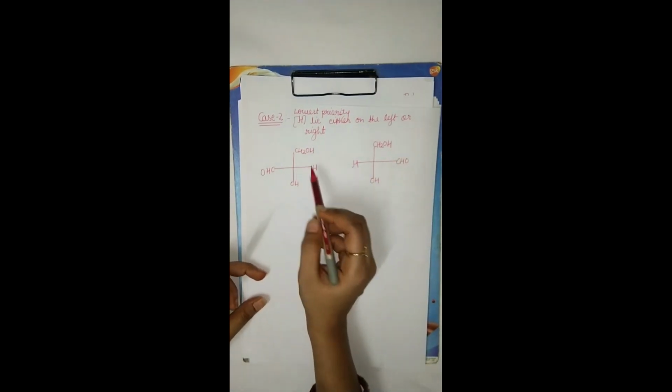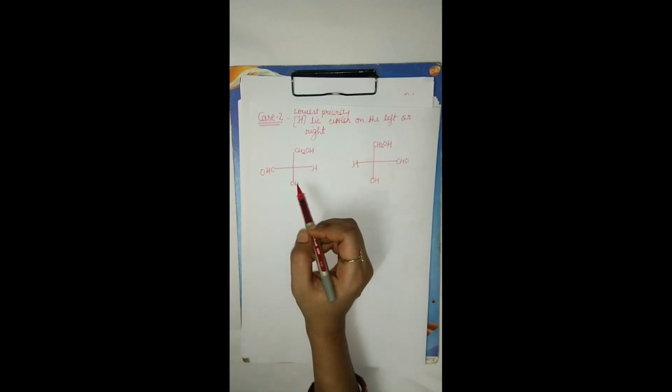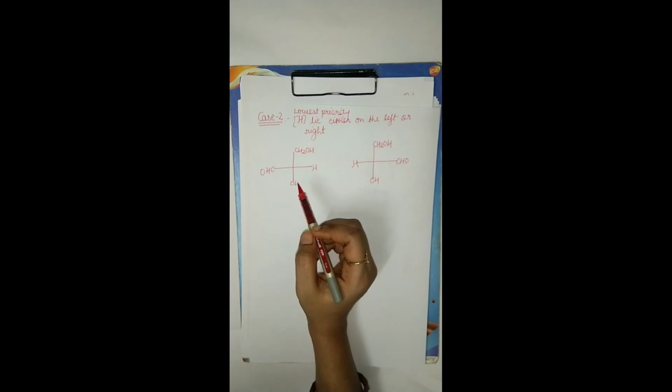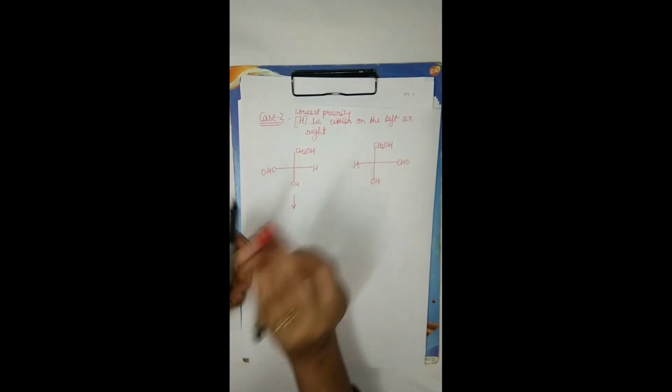You have to rotate the compound by 180 degrees. If the lowest priority is present on the left or right, then you have to rotate the compound at a 180 degree angle, or we can say there are two interchanges of atoms or groups. Okay, then we are solving this.